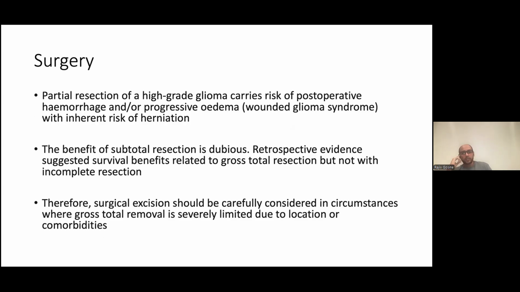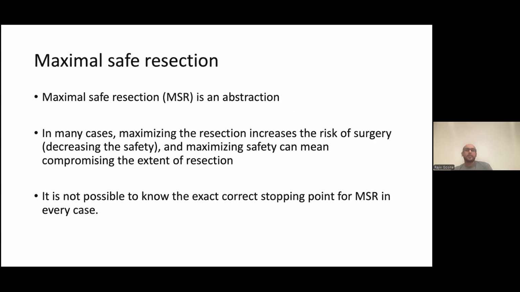Therefore, surgical resection should be carefully considered in circumstances where gross total removal is severely limited due to location or comorbidities, as stated previously. The term maximal safe resection is really an abstraction. In many cases, maximizing the resection increases the risk of surgery, thus decreasing safety, and maximizing safety can mean compromising the extent of resection. And it's not really possible to know the exact correct stopping point for MSR in every single case preoperatively.